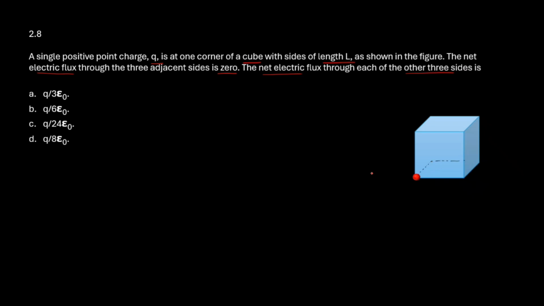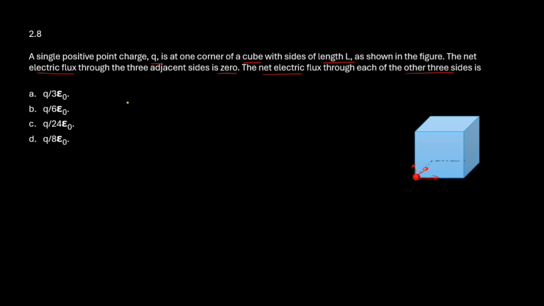So here in this question they have given you a cube, and at one corner of the cube you have a positive charge Q. They said that the net electric flux through the three adjacent sides, that means the sides which are right next to the charge Q, is equal to 0. So flux through these three sides is 0, and we need to find the electric flux through the other three sides. So we will use Gauss's law to solve this problem.